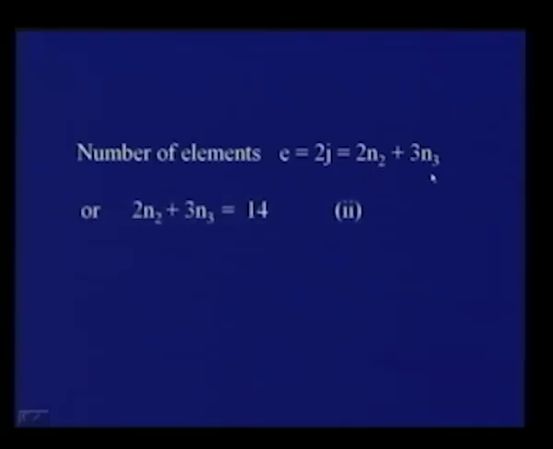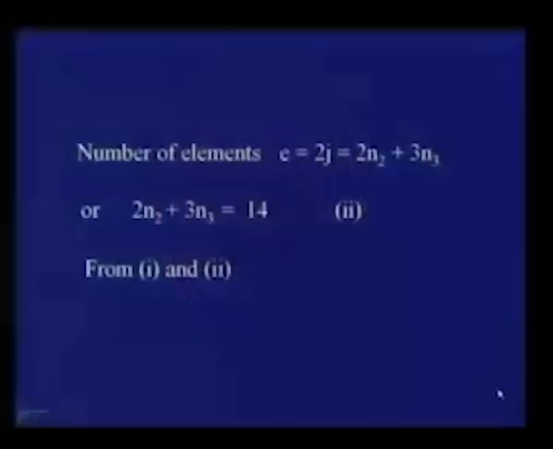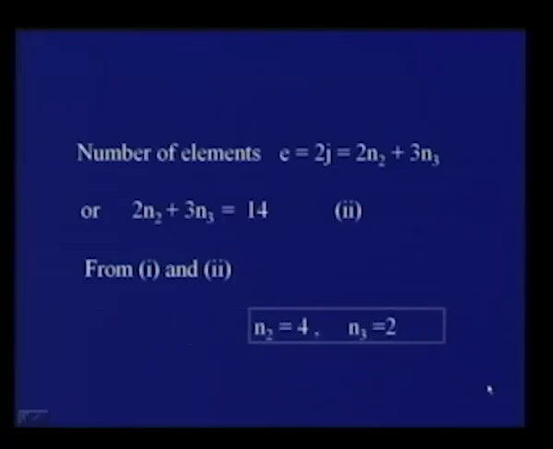Thus, 2n2 plus 3n3 is equal to 2j, with j equal to 7. This turns out to be 14. This is the second equation involving these two unknowns, namely n2 and n3. Our previous equation was n2 plus n3 equal to 6, and the second equation is 2n2 plus 3n3 equal to 14. We can easily solve these two linear equations in two unknowns, and get n2 equal to 4 and n3 equal to 2. Thus, a 6-link mechanism has 4 binary links and 2 ternary links.